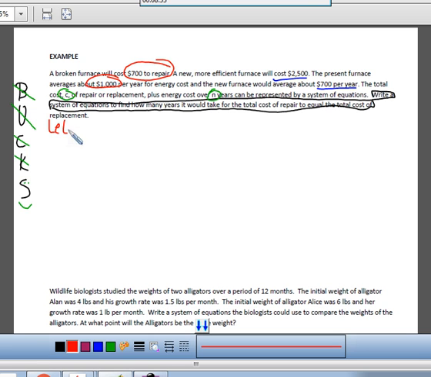We're letting C equal the cost, and that's what they tell us in the problem. And N represents the number of years. We have 2 situations here. We have our broken furnace, and we have our new furnace. So we're going to write 2 equations. The broken furnace is $700 to fix, plus $1,000 per year. There's our rate.